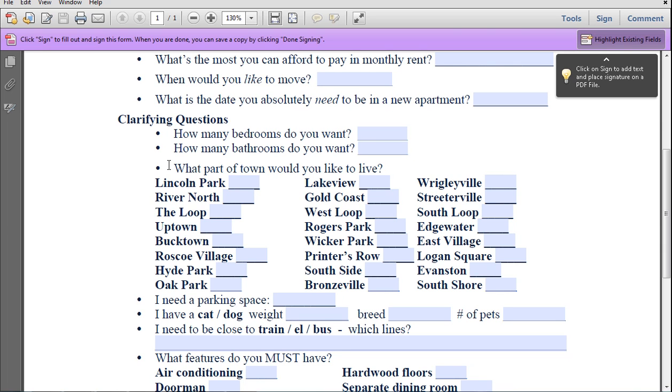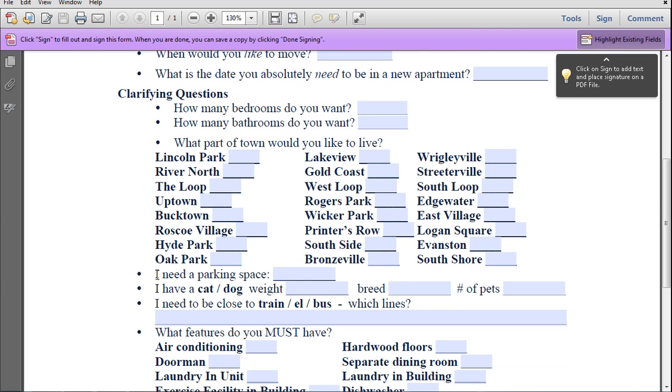If they give you more than one, again, just start with, well, what would be the ideal place if you could move tomorrow? Which of those would you choose first? Okay. Then the next, do you need a parking space? Obviously very important. Do you have any pets?